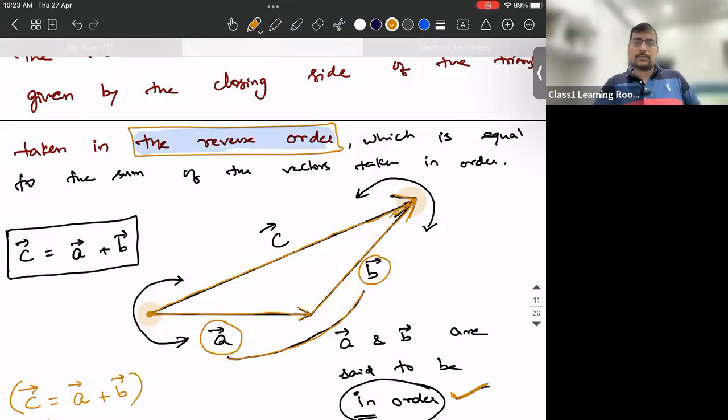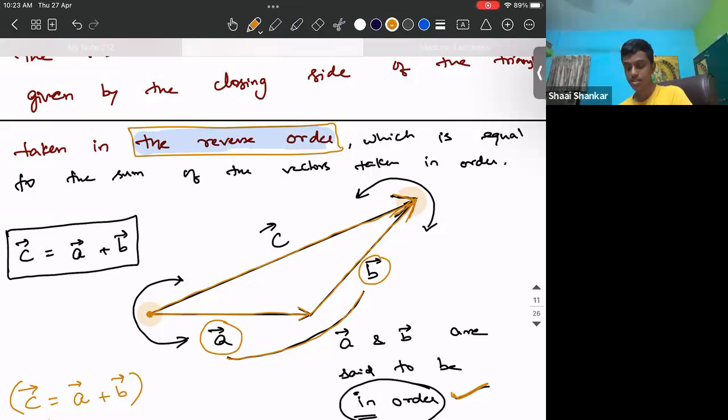Shall I proceed? Yes, sir. So this is the statement of the triangle law of addition, the paragraph. If they ask you to write the statement of the triangle law of addition, you have to write it fully. This is what you need to write.